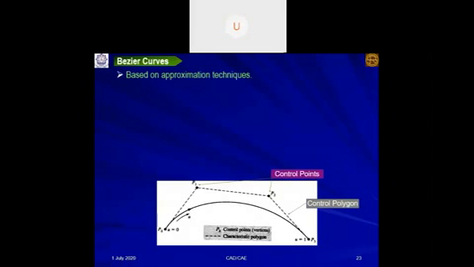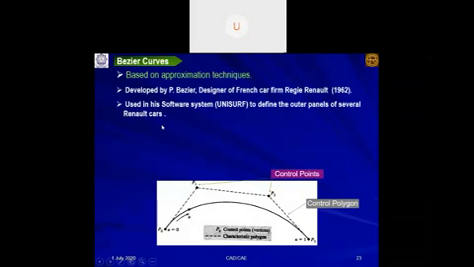Next is the Bezier curve. This design is based on an approximation technique, and it was developed by P. Bezier, a designer at the French car company Renault, in the year 1962 in his CAD tool called Unisurf. They used this particular curve to design the outer panels of several Renault cars. In the name of Bezier, the curve is called the Bezier curve, and it uses the vertices of the Bezier polynomial.